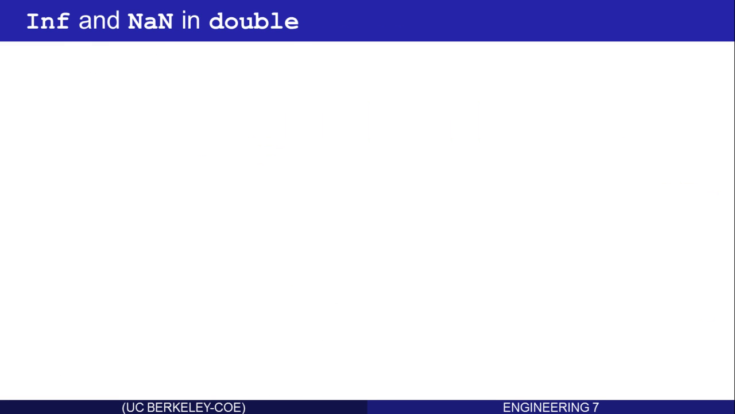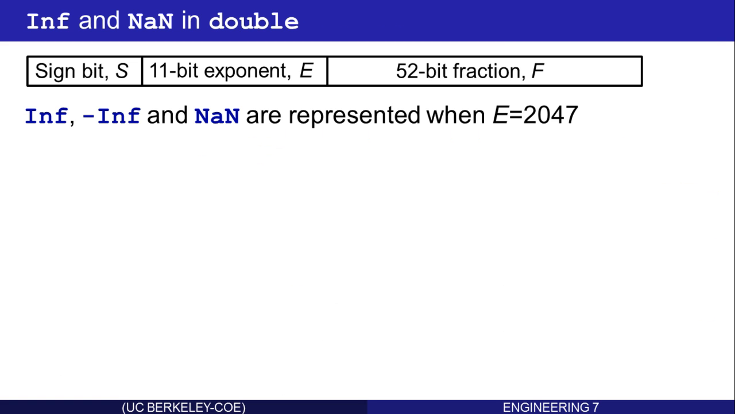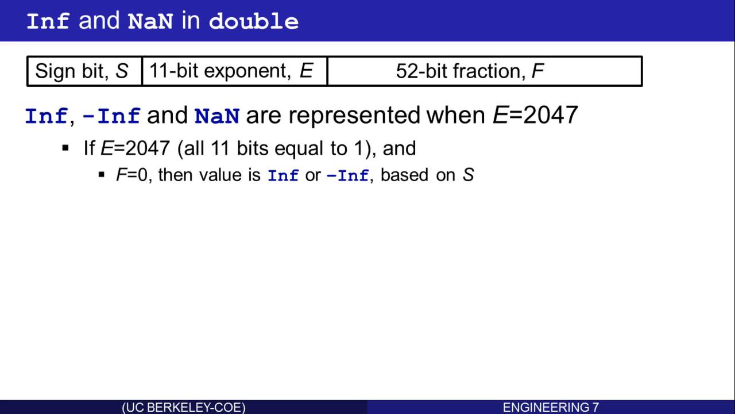Lastly, let's consider inf and not a number. Remember the layout of the bits in the 64-bit double. Inf, negative inf, and not a number are represented when e is equal to 2047. On the previous two slides, we've covered the case 1 to 2046 for normalized numbers and 0 for unnormalized numbers. On this slide, the last value, 2047, is important. So if e is 2047, which means all 11 bits are equal to 1, and f equals 0, then the value is interpreted to be inf or negative inf based on the sign bit.